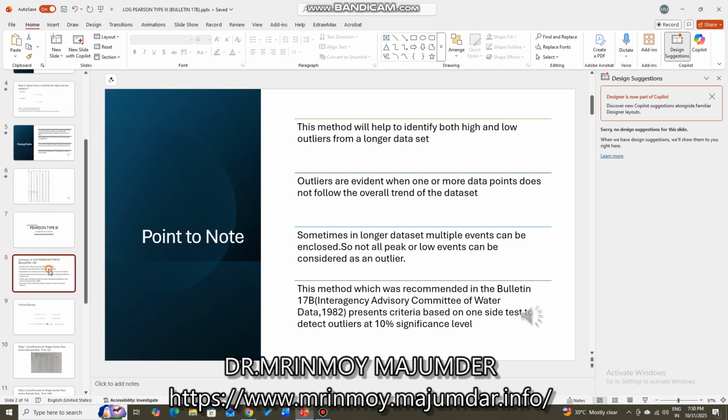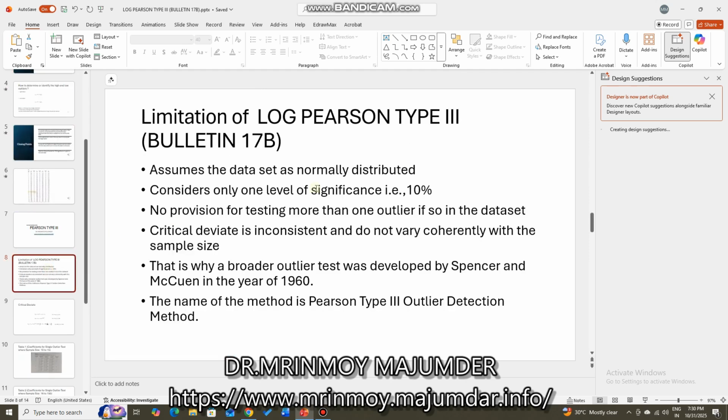Now there is some limitation on that method. The log Pearson type 3 method as recommended by bulletin 17B had some specific limitations. Let us discuss those limitations first.